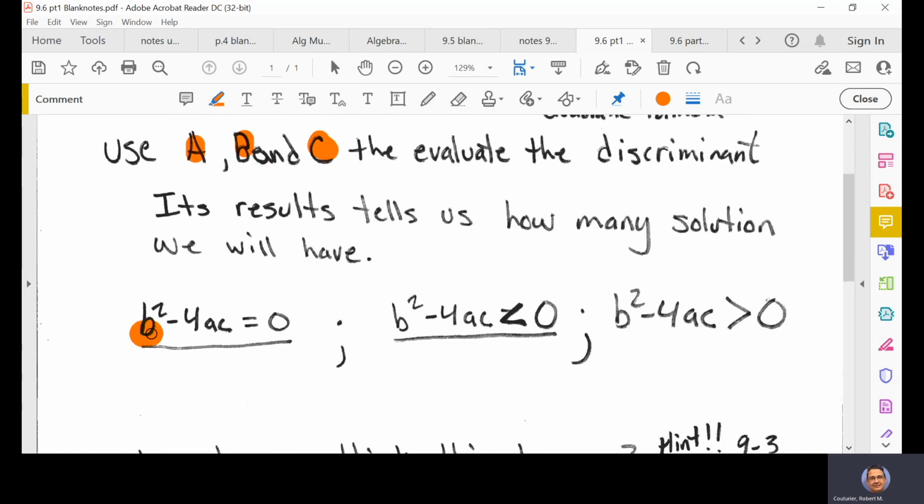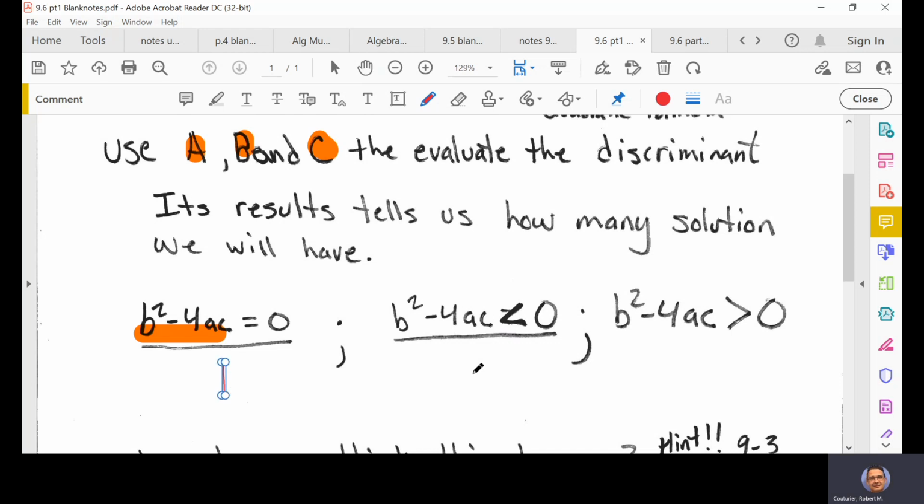If the discriminant, b squared minus 4ac, equals 0, is it less than 0, or is it greater than 0? Those are the things we're looking for. If it equals exactly 0, remember, we would only have one solution if it equals 0.